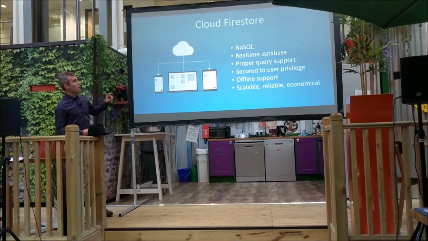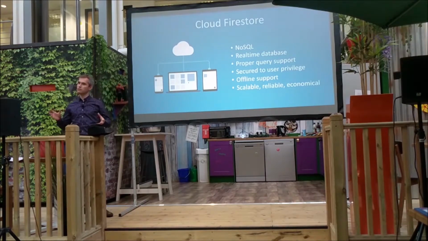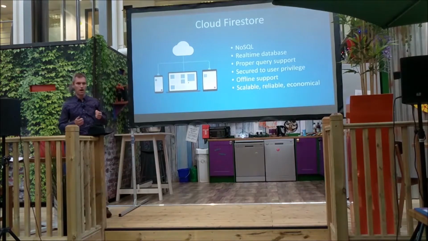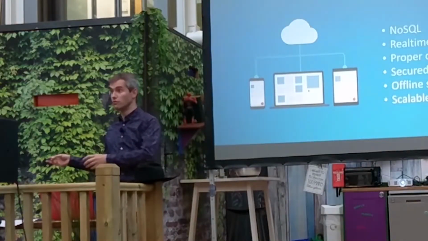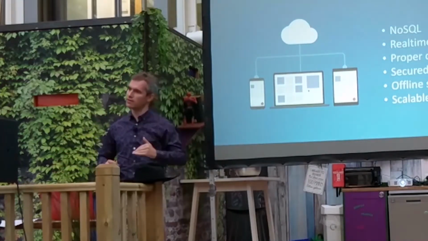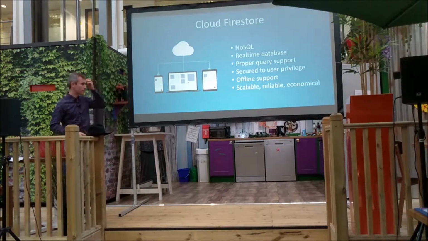Where it differs from its old real-time database counterpart is there is proper query support now. Whereas previously we couldn't do things like give me all the cities that have a population of 10,000 and are in this country, we would have to do one or the other and then sort everything else out locally. Now there's proper query support, so we can do multiple chain queries, and I'll show you some code to do that.